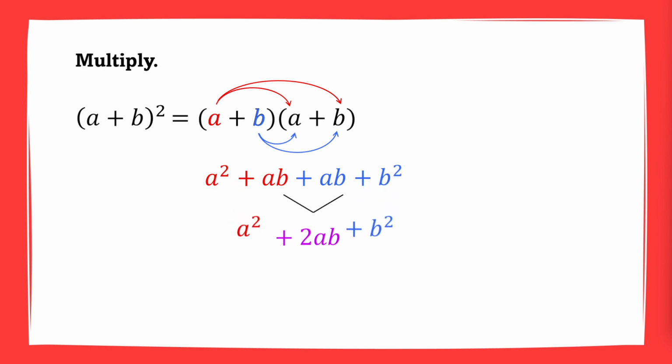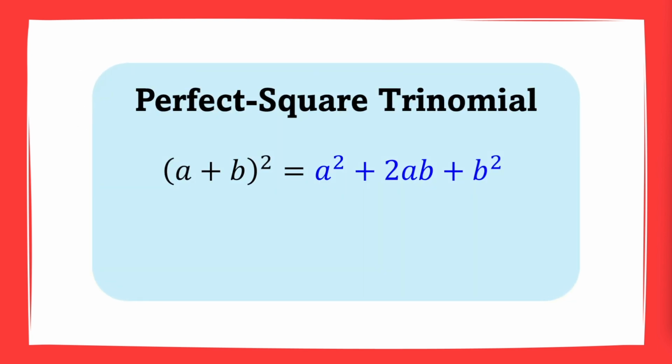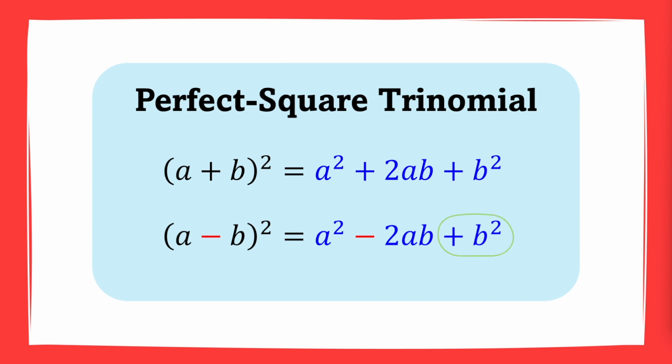Bringing down the rest of the terms, we have a trinomial, which means it contains three terms. In fact, this trinomial is called the perfect square trinomial because it is the result of squaring a sum of two numbers, or binomial. When we square a binomial containing a difference of two numbers, we get a similar trinomial, except that the middle term is negative. Notice that b squared remains positive because the square of any number is positive.